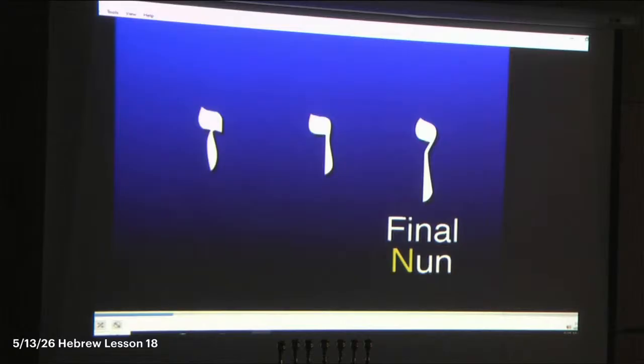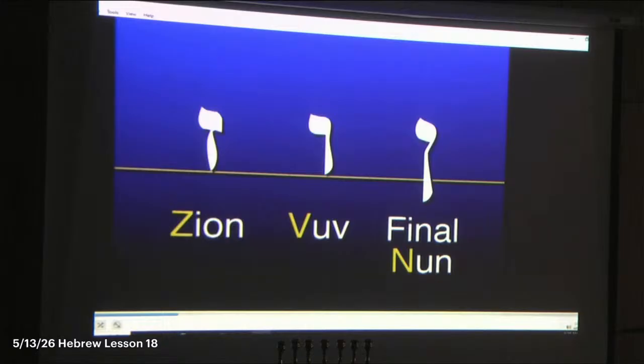This is the letter Vav, Mitsuyan. Don't be confused between the final nun and the Vav. The Vav does not go below the line, the final nun does. And to the left of the Vav, we have the Zayin, Mitsuyan. That's the English letter Z in Hebrew. So you have the final nun, the Vav, and the Zayin, Mitsuyan.